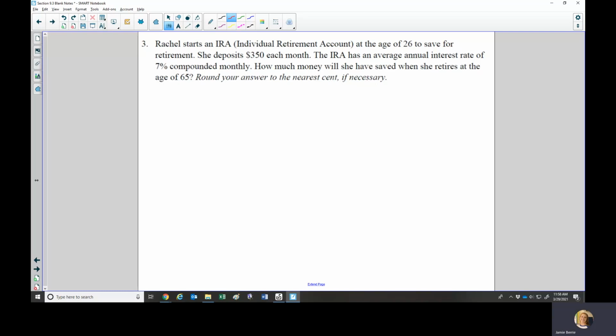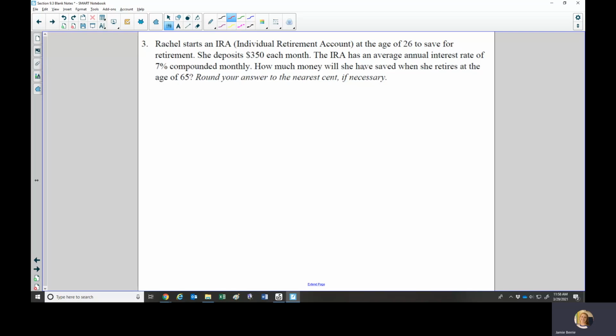So you can see in this example, Rachel's starting an IRA and she's 26 years old to save for retirement. She's depositing $350 each month, not a huge amount. It says the IRA has an annual interest rate of 7% compounded monthly. How much money will she have saved when she retires at the age of 65? Round your answer to the nearest cent.